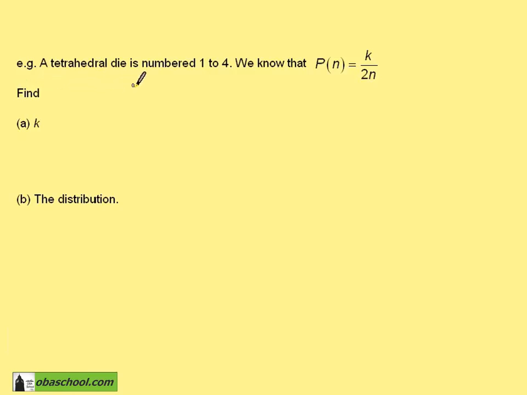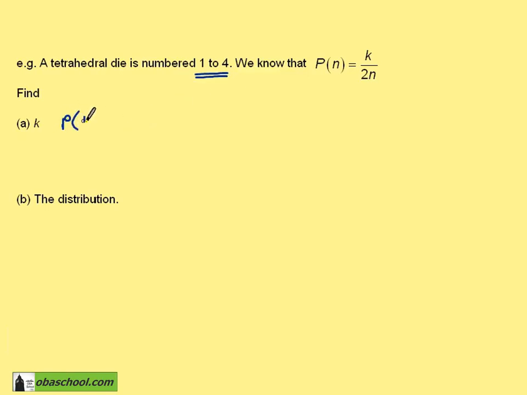A tetrahedral die is numbered 1 to 4. We know that the probability for each number n is equal to k over 2n, where k is a constant. We want to find, firstly, the value of k. We have the probability function here, and we can see that the die is numbered from 1 to 4. So we can calculate each of the probabilities in terms of k.